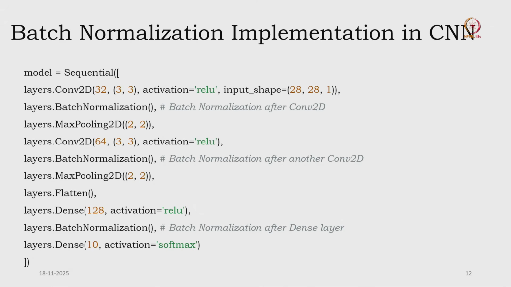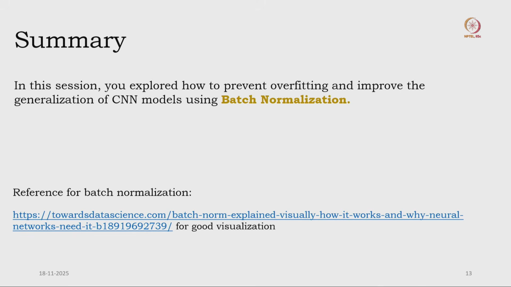You can implement batch normalization even in CNN, and it is a regularization technique that can be used in a neural network. You can implement it for a multi-layer perceptron, or you can use it for CNN. In this particular code, the batch normalization is applied after the activation function. Batch normalization can be applied before activation, or it can be applied after activation.